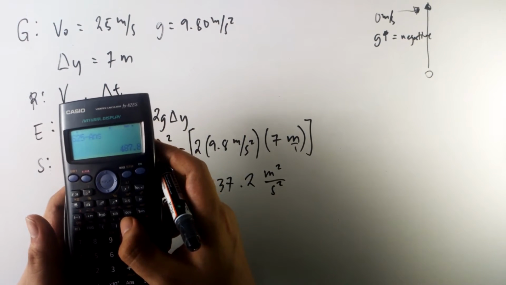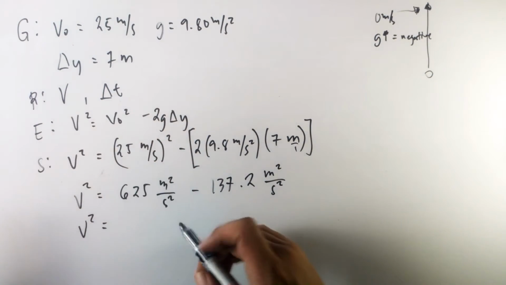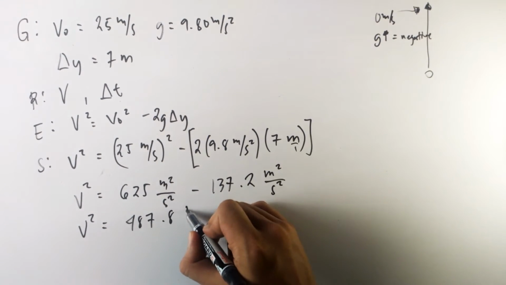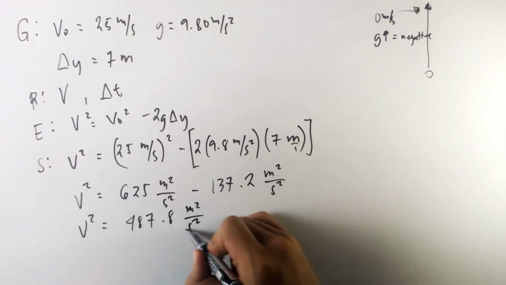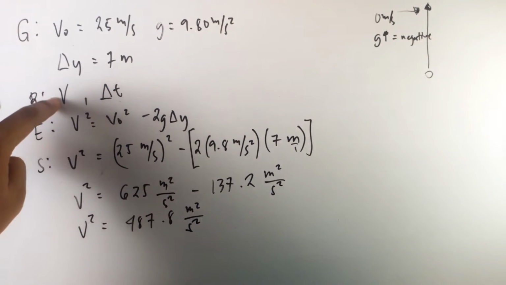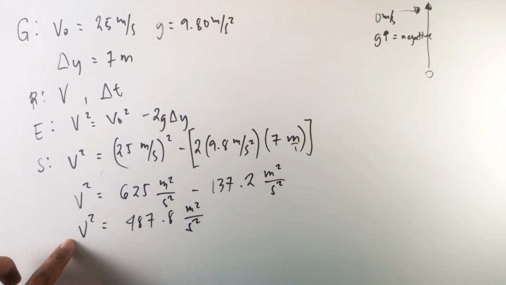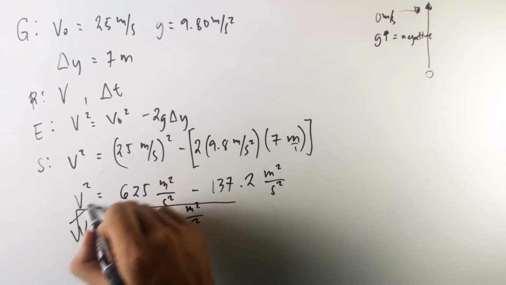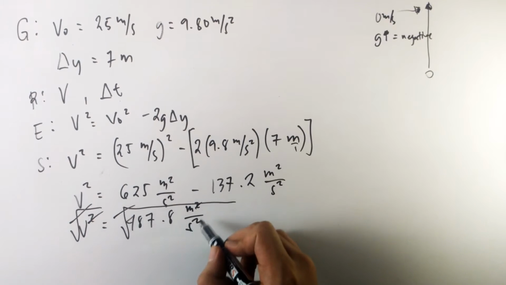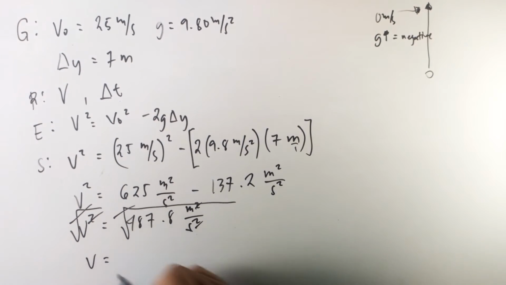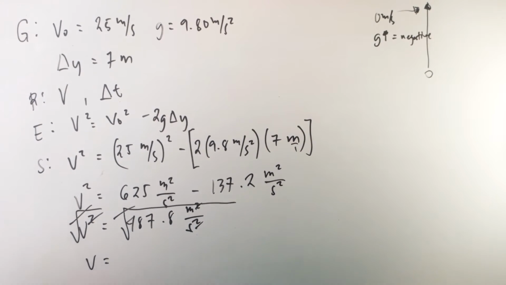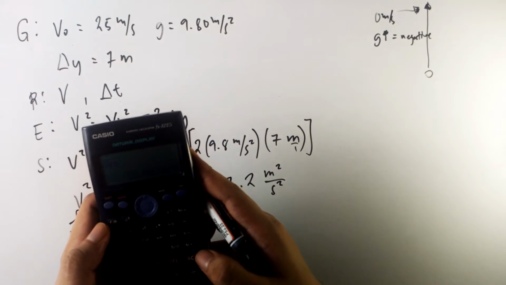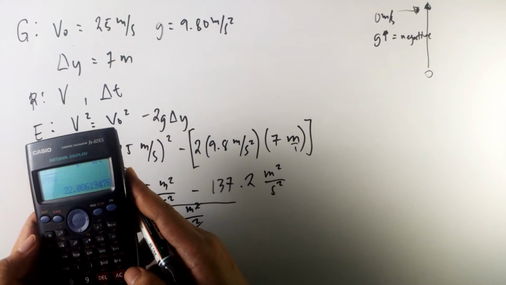Here, can you see it? 487.8. Okay, 487.8 meters squared per second squared. Of course, what we need is the final velocity, or v, not v squared. So of course you have to find the square root of both sides, so cancel the squares. So v is equal to the square root of the answer there. So what's the answer? 22.086.